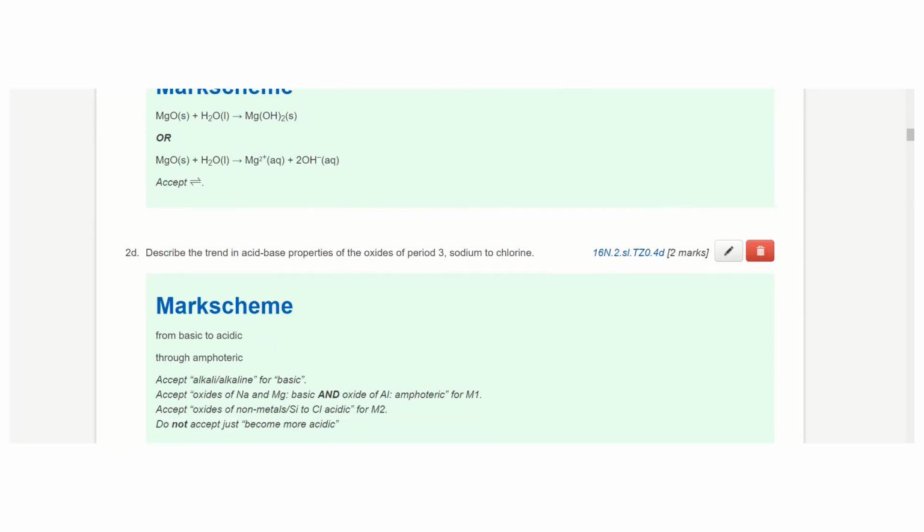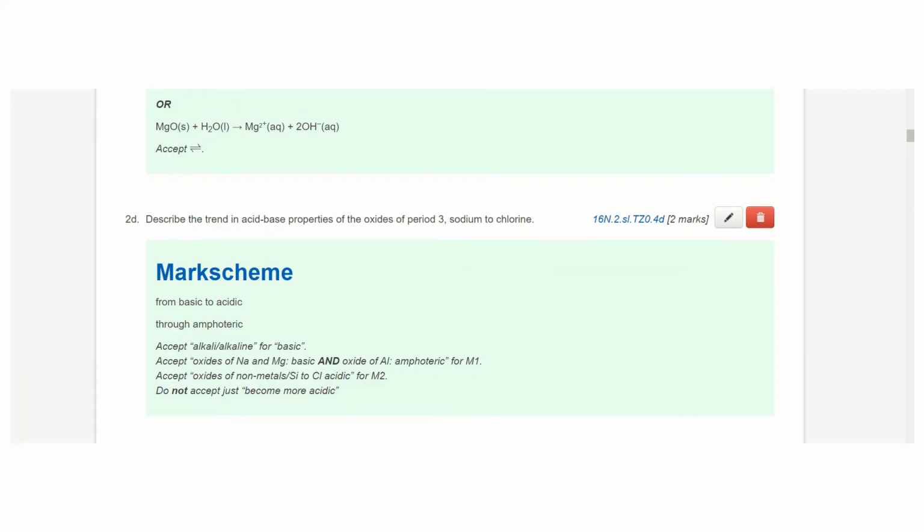So how do we answer this kind of question? Exactly as I explained it to you. You've got two marks, so you need to make two points. You're moving from basic to acidic and through amphoteric. You can use the words alkali or alkaline for basic. You can say the oxides of sodium and magnesium are basic, and the oxide of aluminium is amphoteric. You can say the oxides of non-metals, silicon to chlorine, are acidic. You can't just say that they become more acidic, you have to be specific. What is acidic, what is amphoteric, and what is basic?